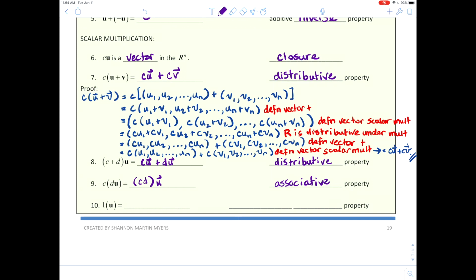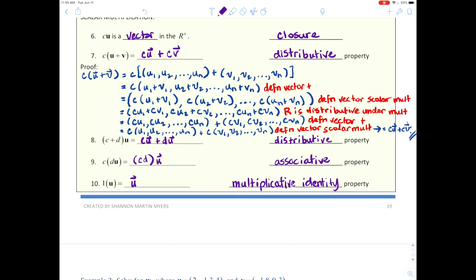And you'll be surprised. All right, so 1 times the vector U is equal to U, and that is the, what? Multiplicative identity property. And notice there's no multiplicative inverse property. That's important.